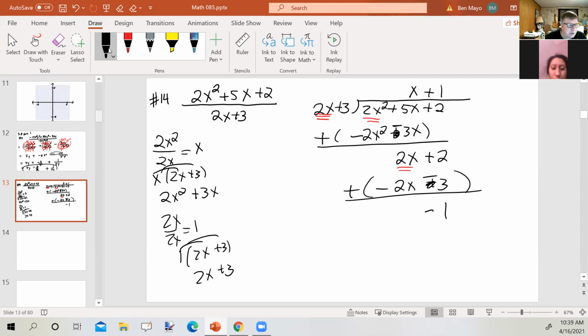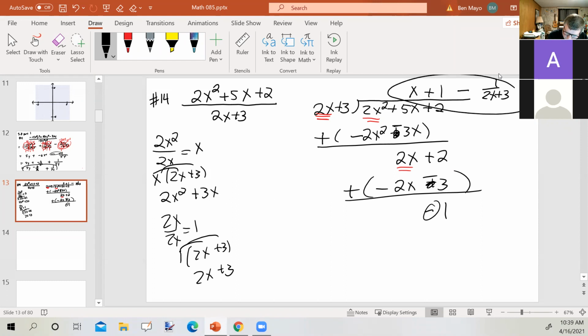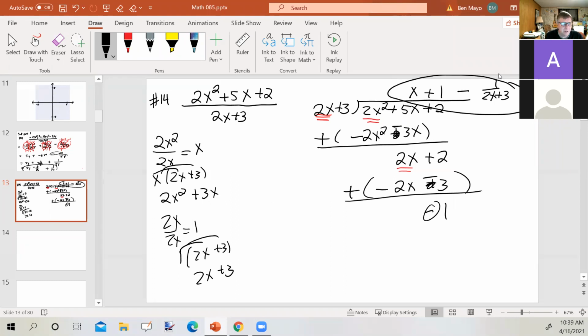So I'm looking here, and I'm seeing that in WebAssign, this particular one, rather than putting the negative sign in the fraction, they wrote it like this: x plus 1 minus 1 over 2x plus 3. Okay, so here's the minus. So that would be the final answer. Any questions about that one before I go on to the next one?